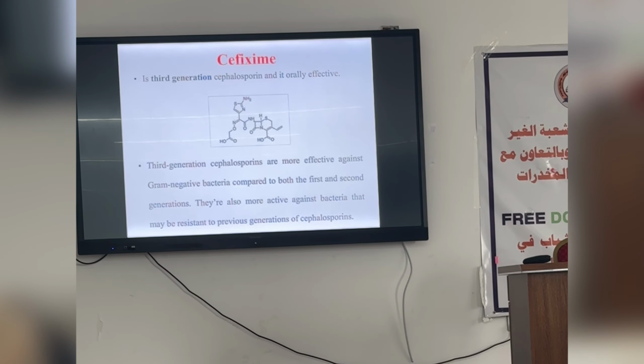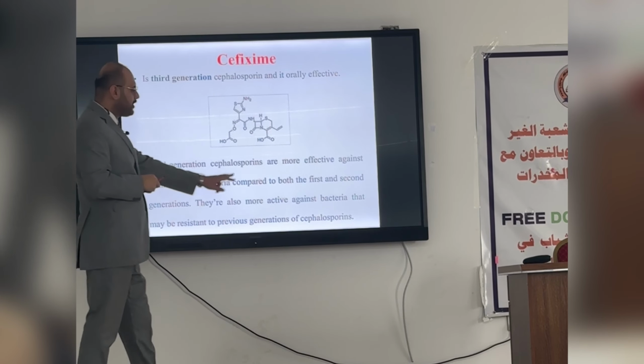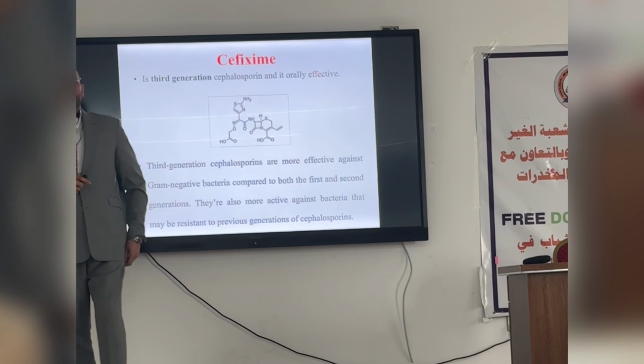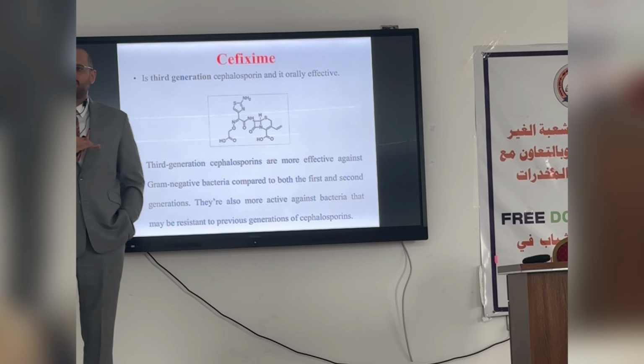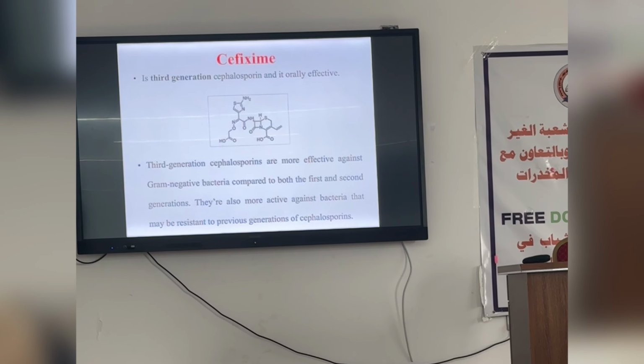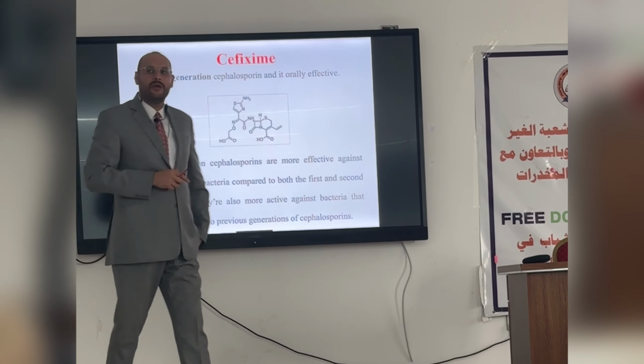Third generation cephalosporins are more effective against gram-negative bacteria compared to both first and second generation. Compared to generation one and two, the other generations are more active against gram-negative ones, but they are not more active against gram-positive ones. They are also more active against bacteria which may be resistant to previous generations of cephalosporin.